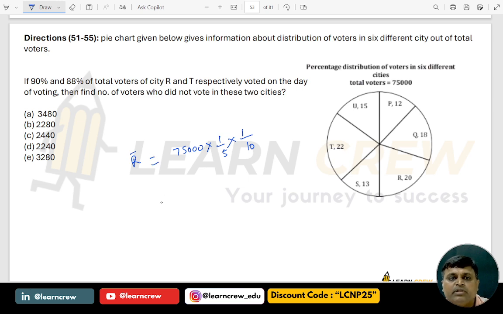And what about T not voted? Out of 75,000, for T, how much? 22%. Out of these, 88% voted. So the remaining 12% did not vote. So what is the value you are going to get?